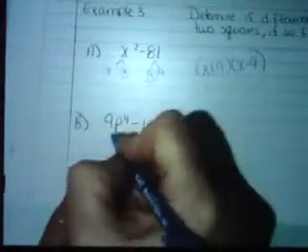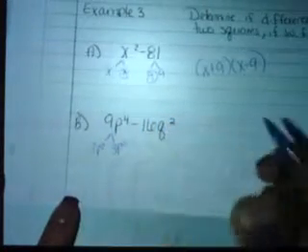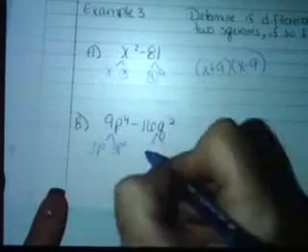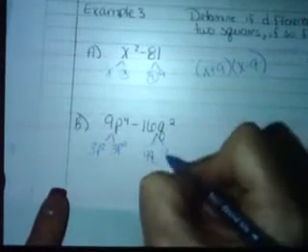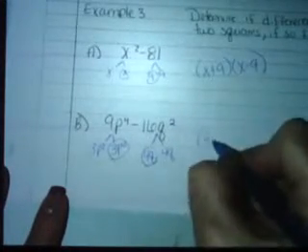And then look at B. Do I have a difference? Yes. Do I have perfect squares? Yes, I do, because I'm going to have 3p squared times 3p squared. This next one's going to become 4q times 4q. So to factor that, we're going to have 3p squared plus 4q times 3p squared minus 4q.